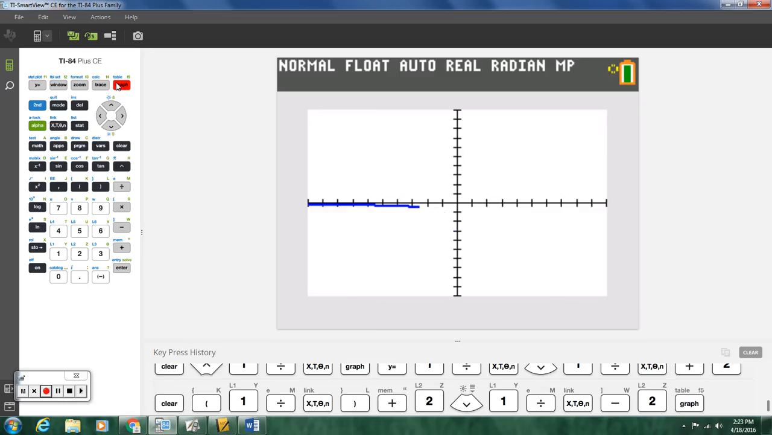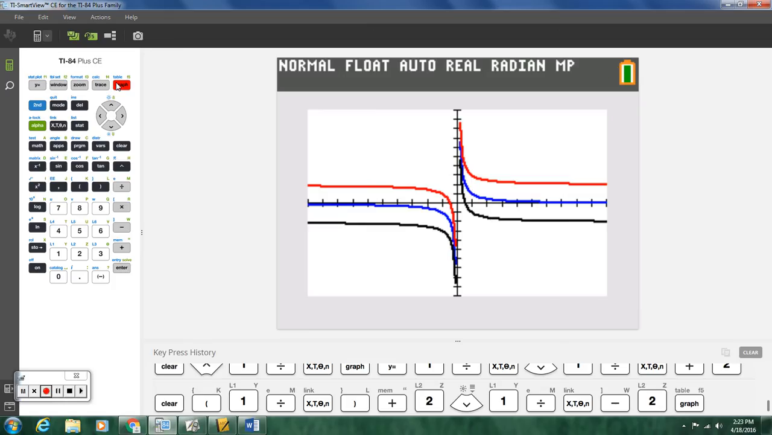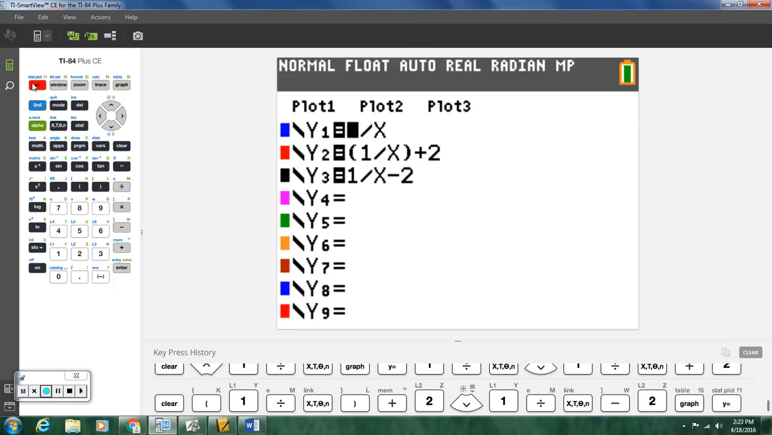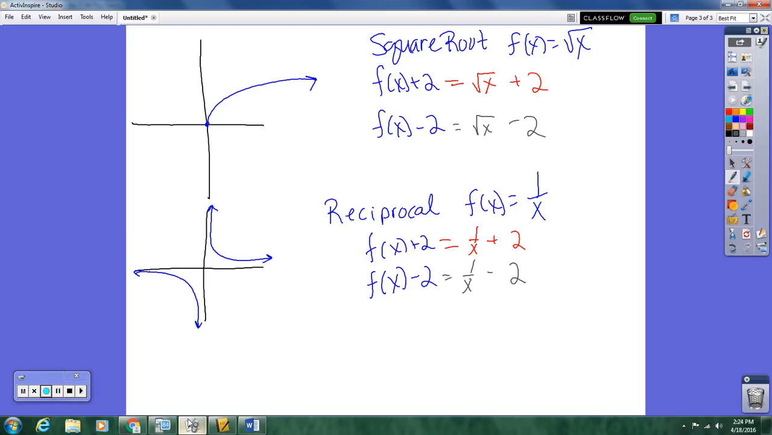So, we got our parent function in blue, the plus 2 in red, and the minus 2 in the gray. So which way did it move it? Up and down. But this time, the plus 2, the red, moved it the way you would think it would move it. It moved it up, didn't it? The minus 2 moved it down. Okay, so that one's pretty simple. So let's draw our graph there.